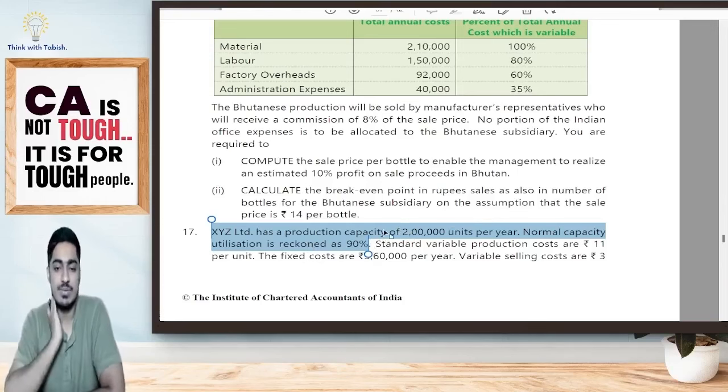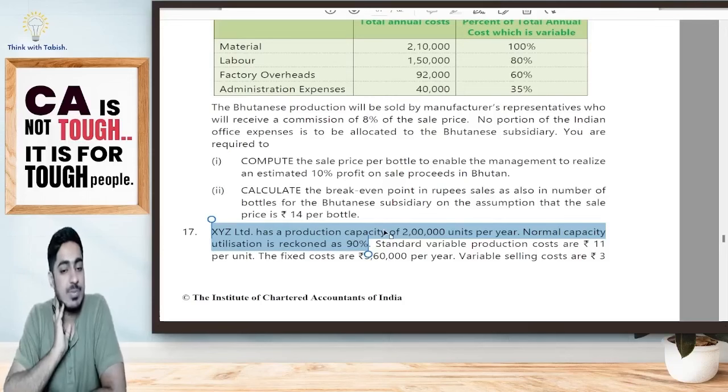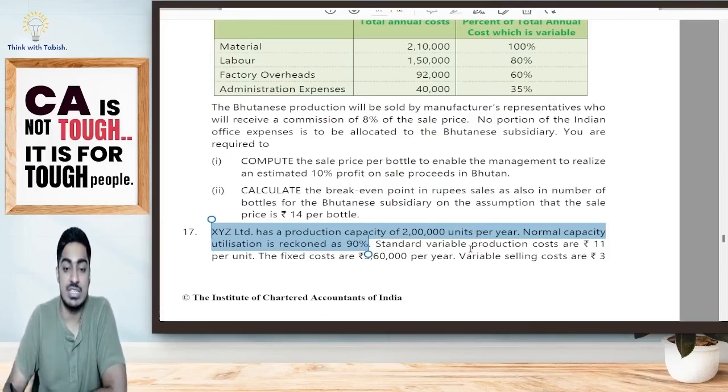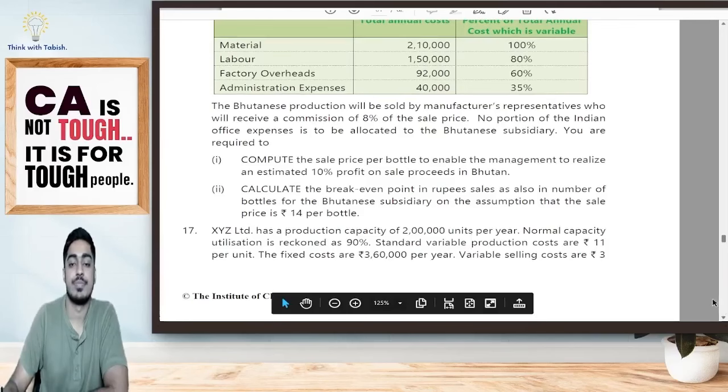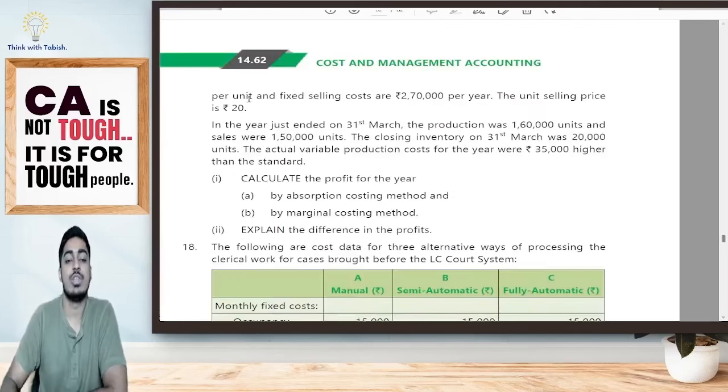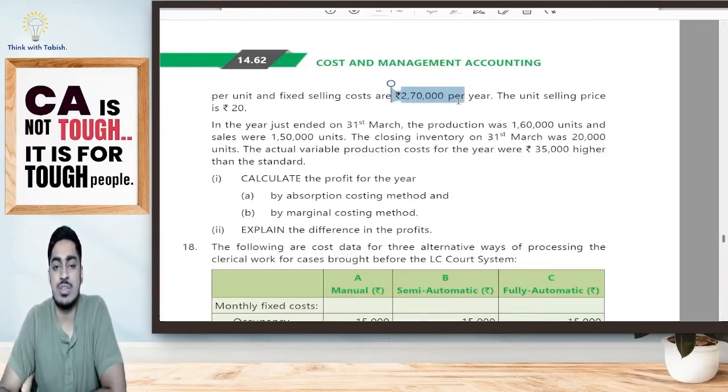Standard variable cost is 11 per unit. Fixed cost is, sorry, 3,60,000 per year. Variable selling cost is 3 rupees per unit. Fixed selling cost is 2,70,000 per year. Unit selling price is 20 rupees.